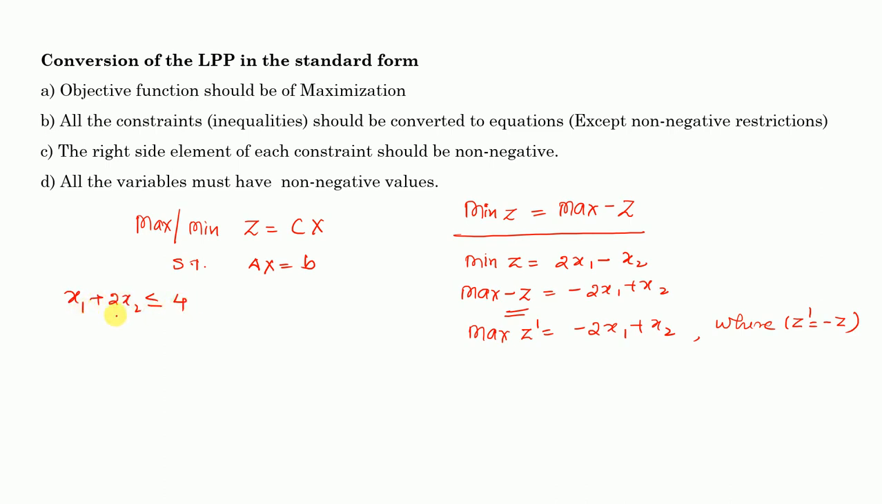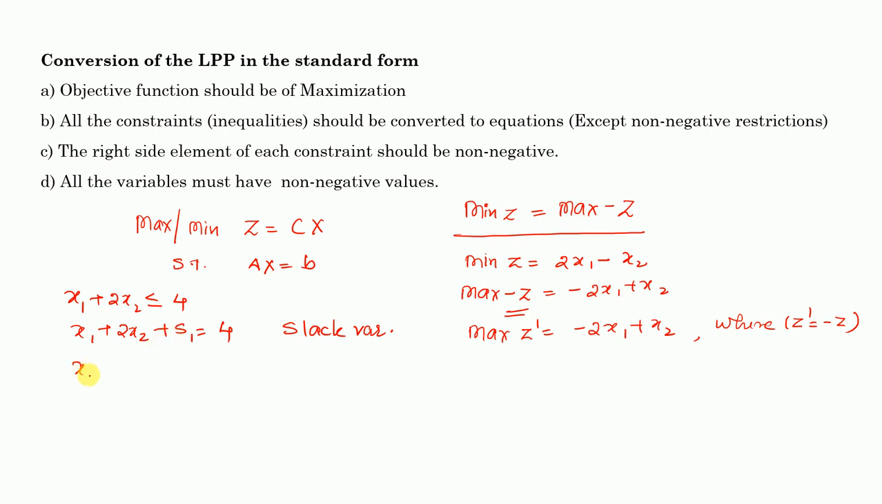So x1 plus 2x2 less than equal to 4 means something is missing in the left hand side part. If we wish to make it 4, then we have to add something in the left hand side part. So you can use one variable for this: x1 plus 2x2 plus s1 equal to 4. This variable is known as a slack variable. The variable which we have added in the left hand side to make it equal to the right side is the slack variable.